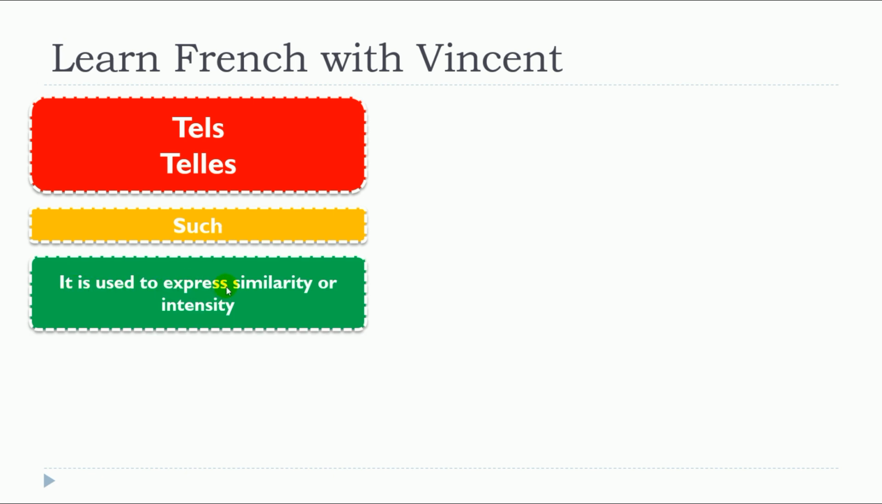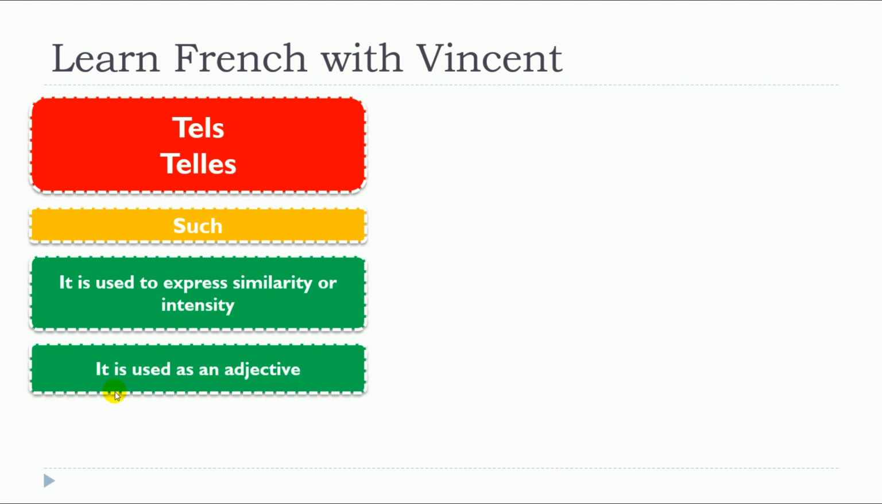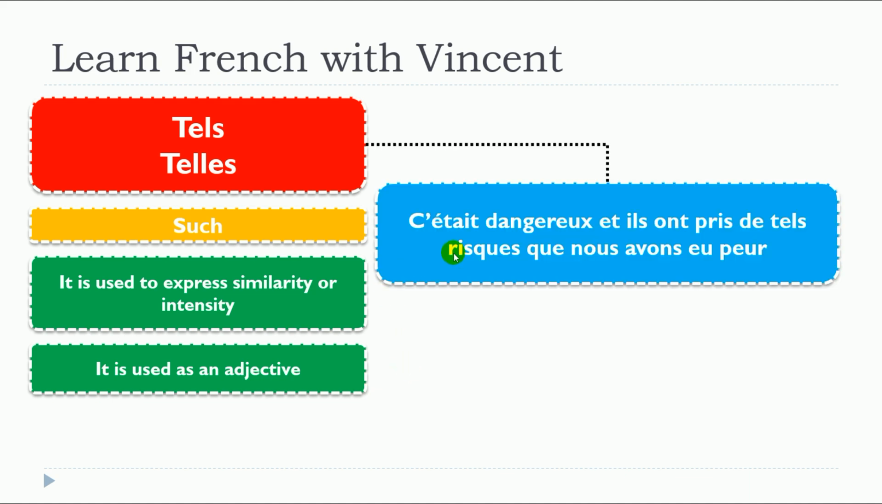It is used to express similarity or intensity. It is used as an adjective. So we'll see some examples. C'était dangereux et ils ont pris de tels risques que nous avons eu peur.